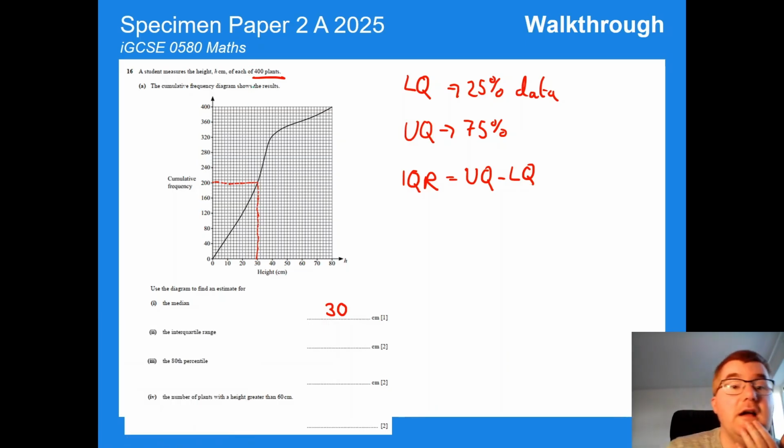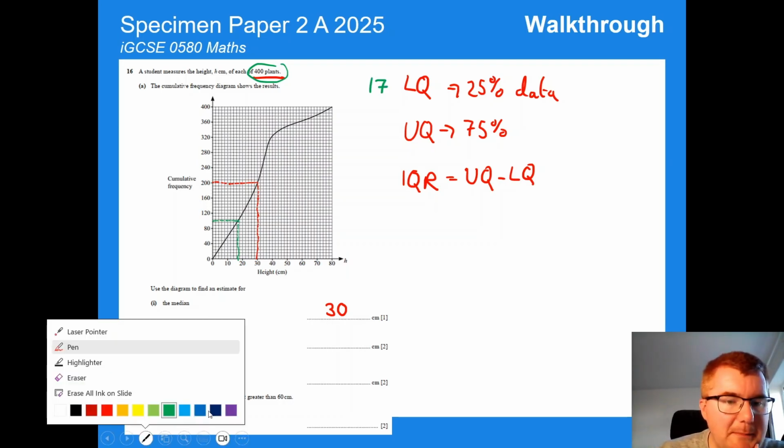So if we want 25% of the data, so 25% of 400, that's 100. So we go to 100, we read across, and we read downwards. Again, we'll try and do this as accurately as possible, so we may disagree with the mark scheme slightly. So 2, 4, 6. I'm going to go with 17 here. Again, this may not be completely accurate, but I'll do my best.